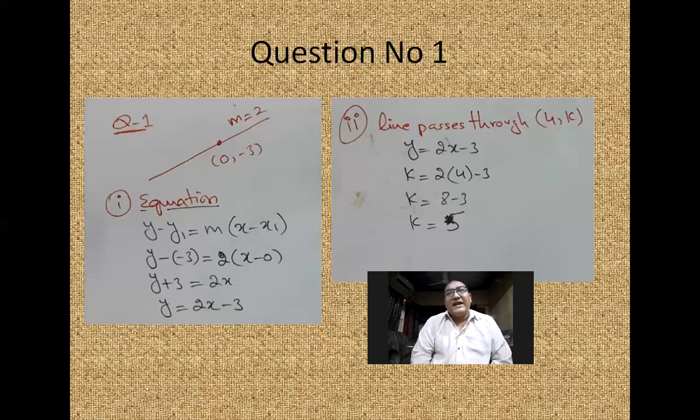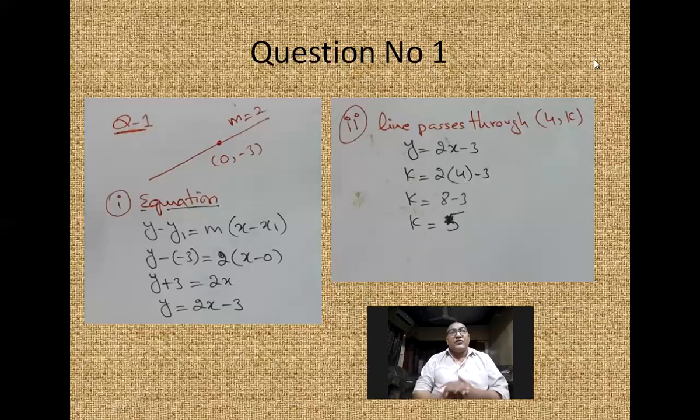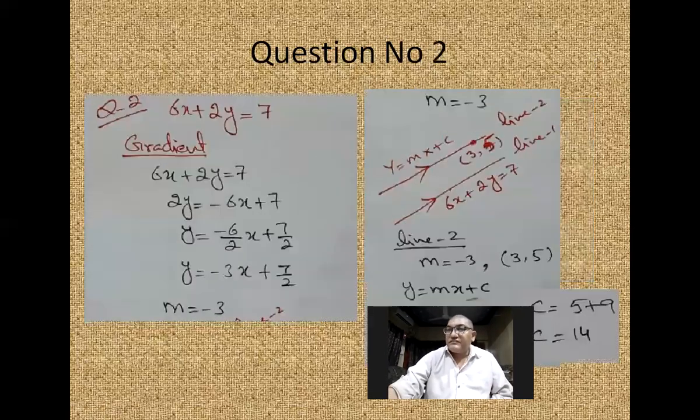Then he says that the same line is passing through the point 4, K. So I will put the x equals to 4 in this equation, and y equals to k in this equation. And because these coordinates, this x and y value, will satisfy that equation, you will have y is equals to 2x minus 3, y is equals to 2 into 4 minus 3. So in the place of y, I will put k. So k is equals to 8 minus 3, so k equals to 5. So this is how you will solve the question number 1 of the review exercise 6. I hope you have understood. Okay, so let's go to the next question.